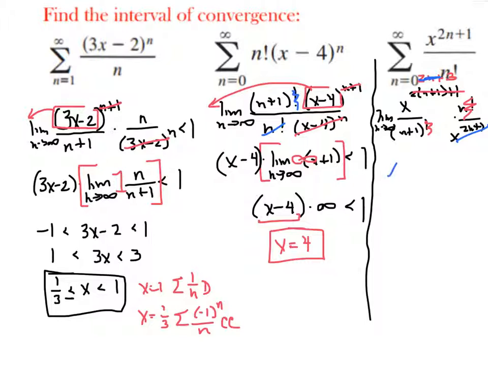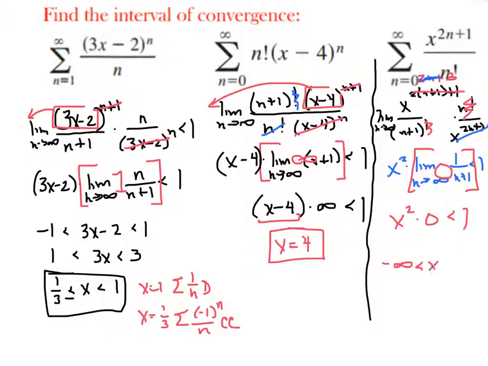So I'd have x squared times the limit as n approaches infinity of 1 over n plus 1. And remember, I need this to be less than 1. Well, this limit is 0. So x squared times 0 has to be less than 1. Well, what will work? Anything. x could be anything and would work. So from negative infinity to infinity.